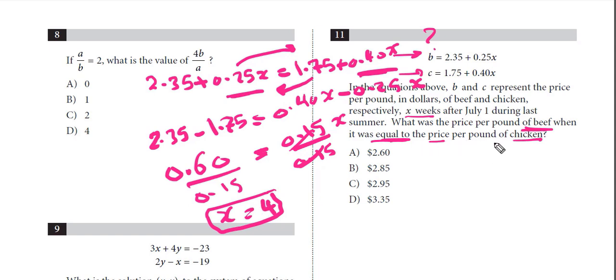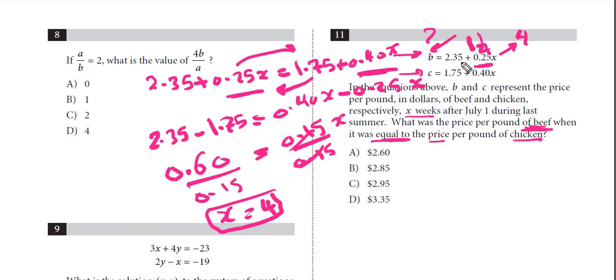per pound of chicken. What was the price per pound of beef here? Then where is the equation of beef here? Then replace x with 4. 4 times 0.25. 0.25 means quarter. Quarter times 4 it will be 1.